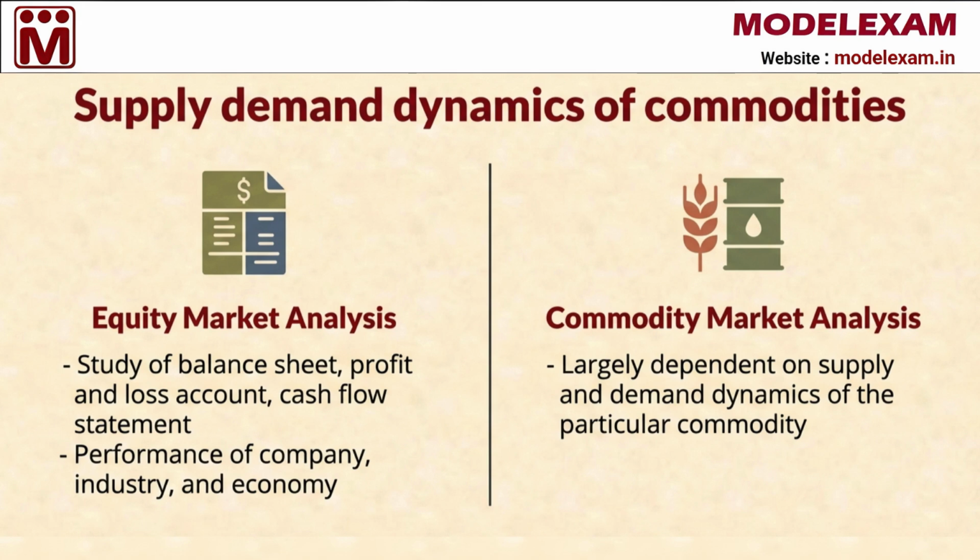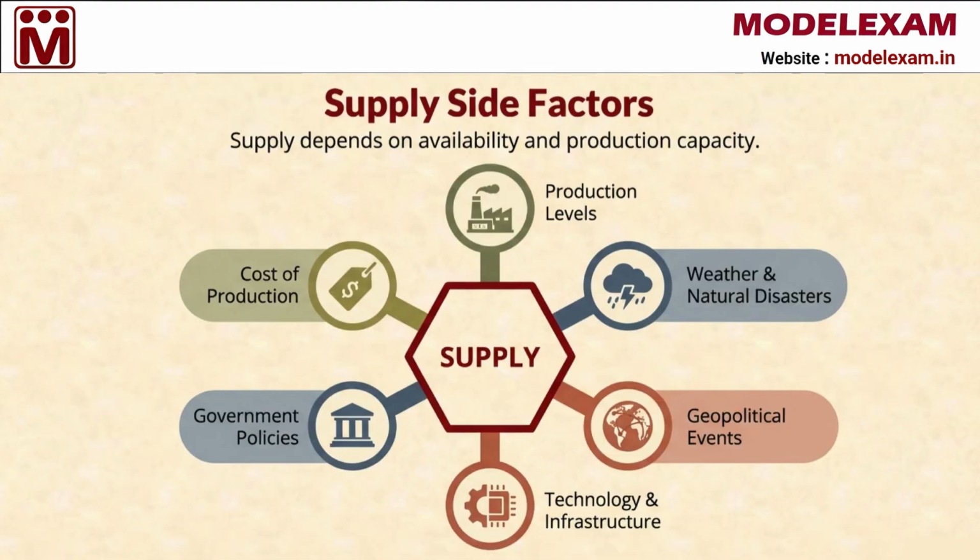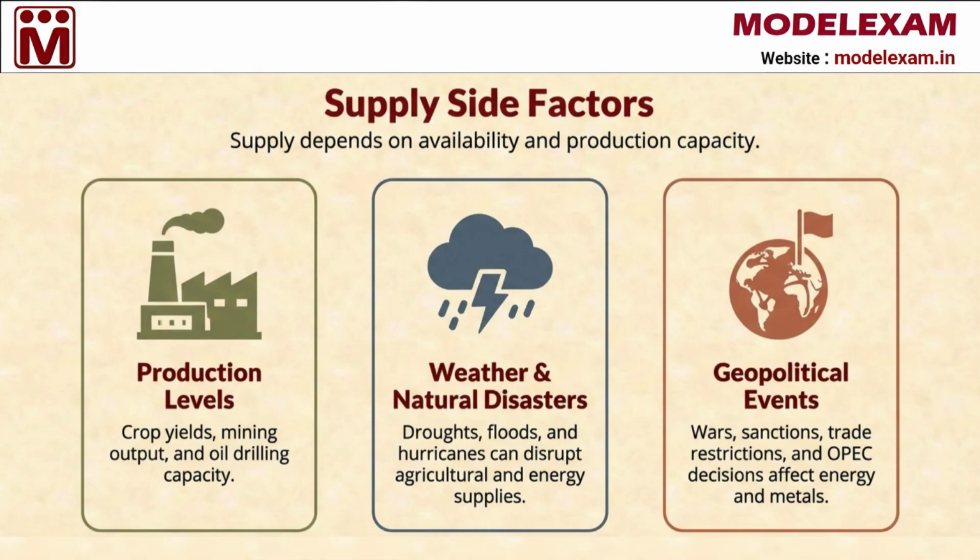It is less about a single company and more about how much of a product exists versus how much people want it. On the supply side, everything depends on availability and the capacity to produce. There are 6 main factors that determine this. These include the cost to produce the item, government policies, the level of technology used, geopolitical events, weather conditions, and the actual production levels. Let us break these down to understand how they change the amount of goods available in the market.